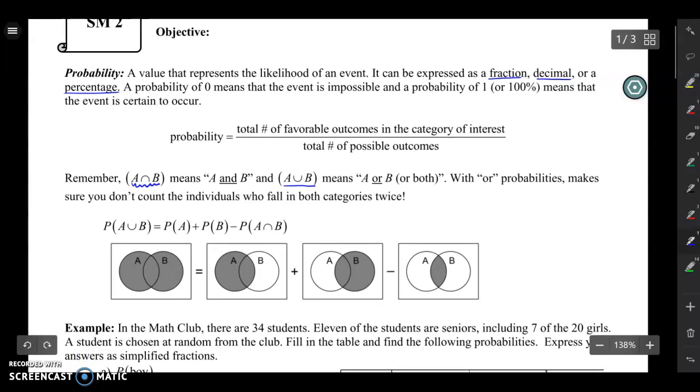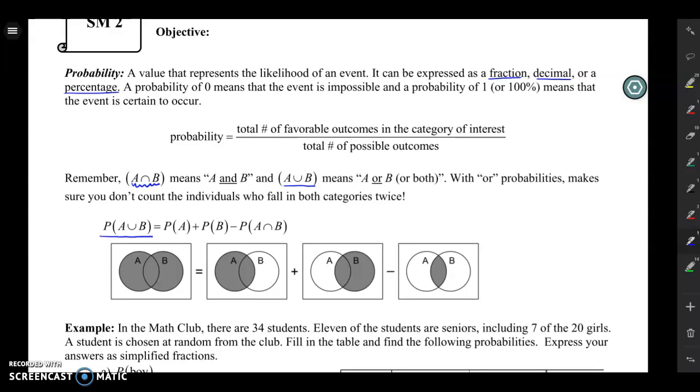Down here I have a picture of what that looks like. Say I want to know the probability of A union B. That's what P of A union B is asking: what's the probability of choosing an outcome that lies in A union B? I've shaded in what that means. It's all of the A and B circles in this Venn diagram.